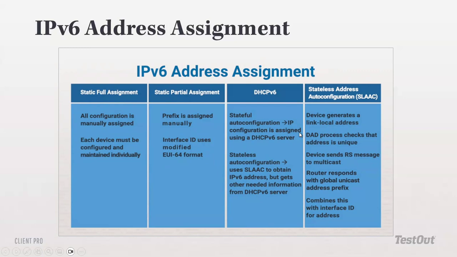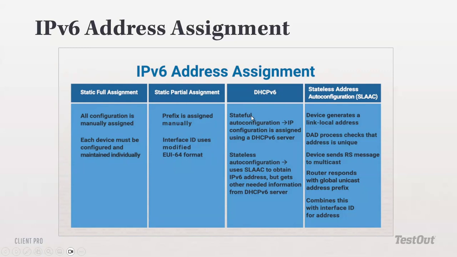Now, we didn't quite answer how these various types of addresses are actually given to the clients. We still have manual configuration or static assignment, just like we did with IPv4. That will be used for servers and other devices that you don't really want moving around the network. And then we have a static partial, where the prefix is manually assigned, and then the interface ID uses that EUI64 format based on the MAC address.